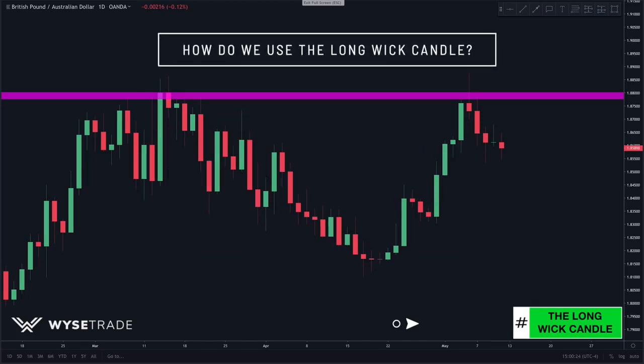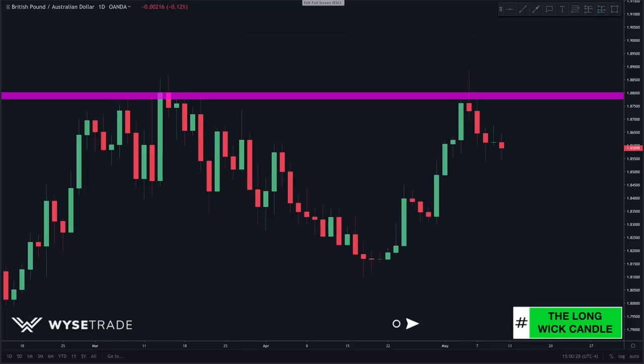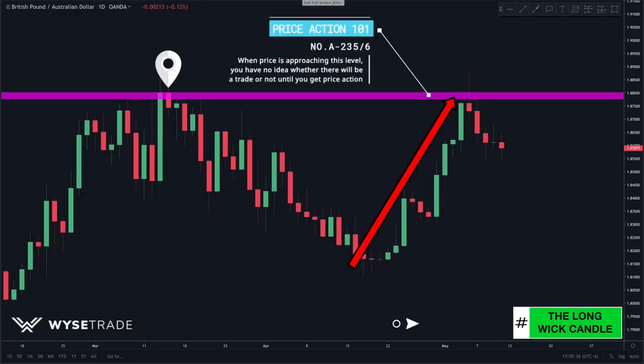Again, back to what we have been discussing in our previous videos. We look left and notice that price came up, hit and reversed drastically, giving us a good level of resistance. Now, as price came back up to this level, we had no idea whether there would be a trade opportunity or not.